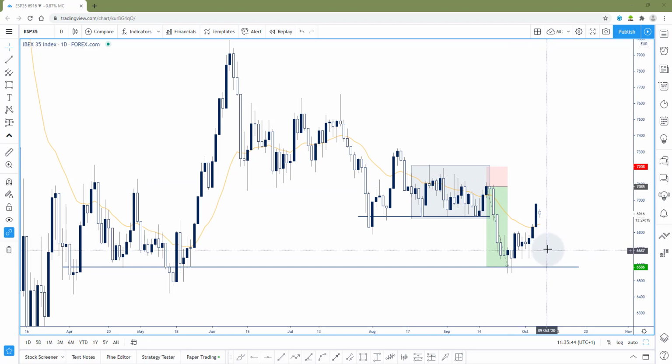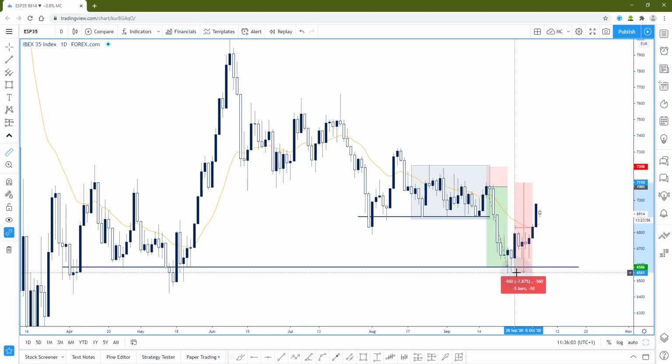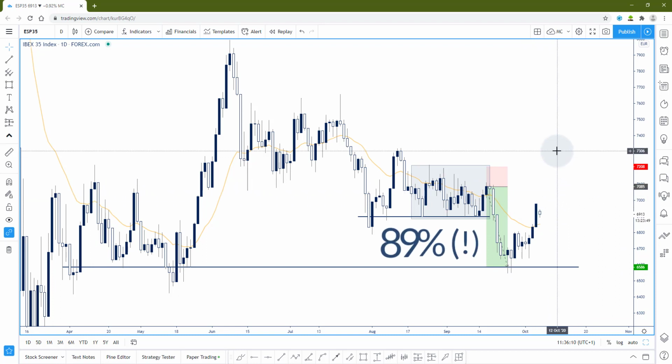We do not know that yet, but he would have at least had to sit through this pullback here and see his profits evaporate. So overall, I think he really nailed his entry and his take profit on this one. If we look at the size of this move, that's 560 points. He made 500. So that means he captured 89% of this move, which is fantastic.